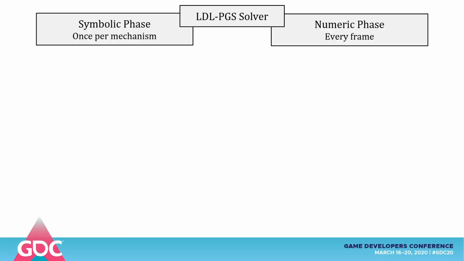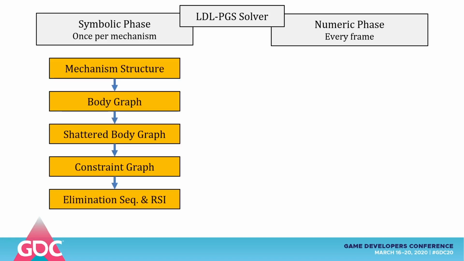Since we're now near the conclusion of this talk, let's put all the ingredients of the LDL PGS solver together. For every mechanism, we have 2 phases: the symbolic phase that needs to be executed only once, and a numeric phase that runs every physics frame update. The symbolic phase takes as an input the structure of the mechanism, which is the connectivity data between bodies and constraints, and produces the elimination sequence, or the LDL program.